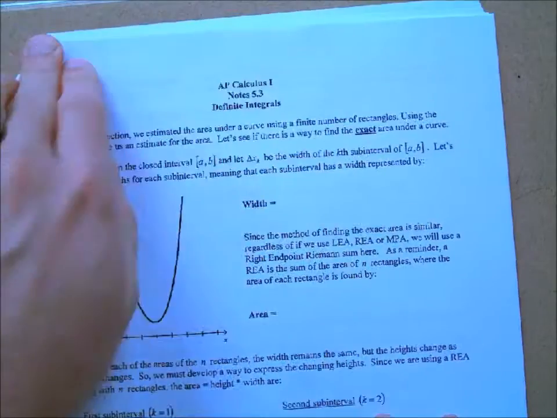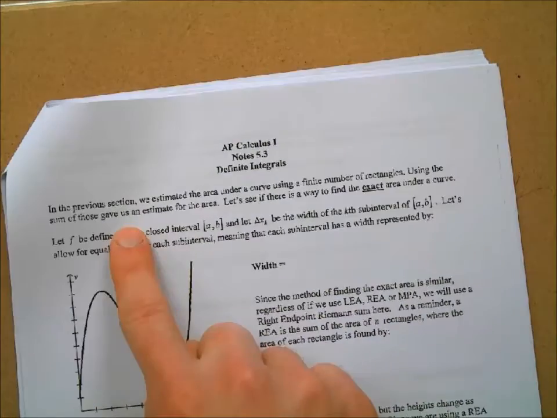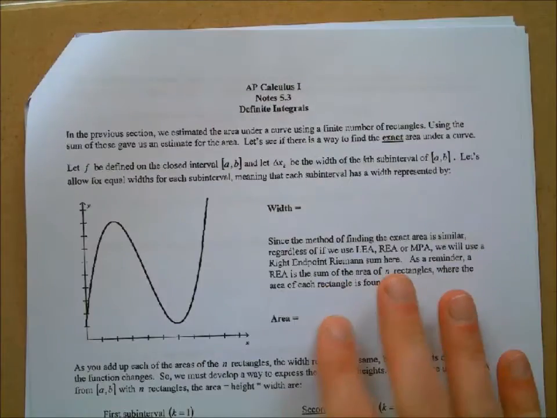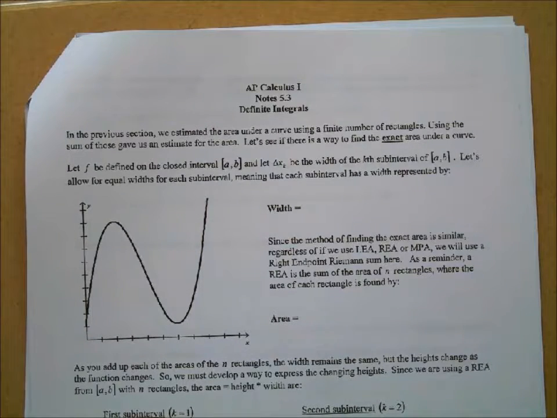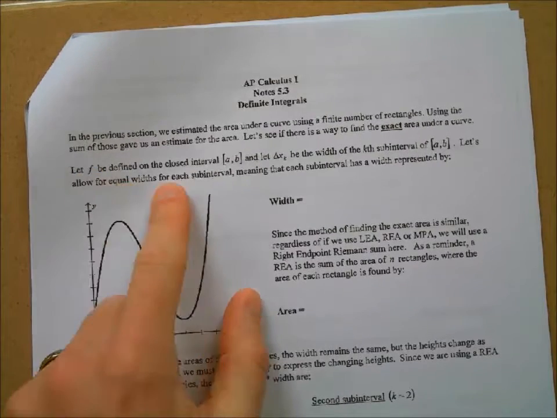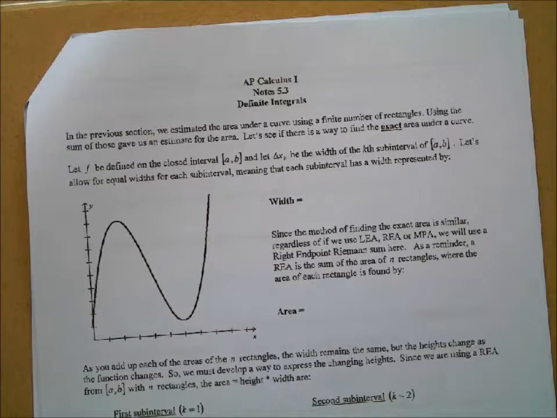All right, and that brings us up to where we are now. In the previous section, we estimated the area under a curve using a finite number of rectangles. Using the sum of those gave us an estimate for the area. Let's see if there is a way to find the exact area under a curve. We're going to start off with: let f be defined on the closed interval from a to b. Because again, we need a closed interval. If we just find the area under a curve, it might be infinite potentially, so we want to limit ourselves.